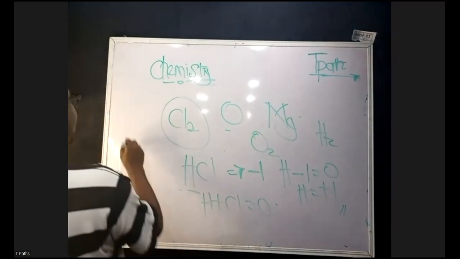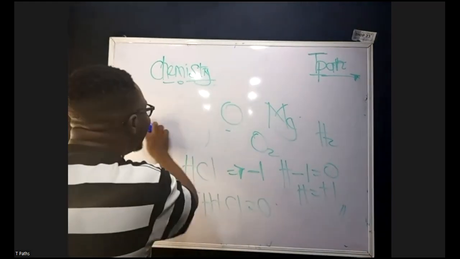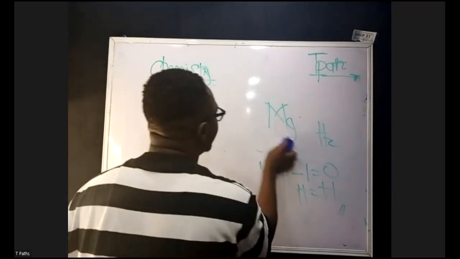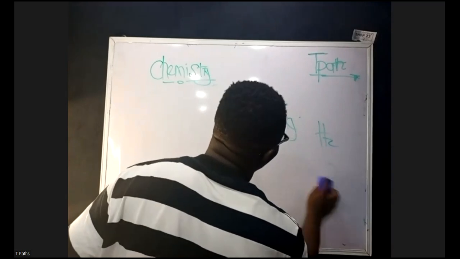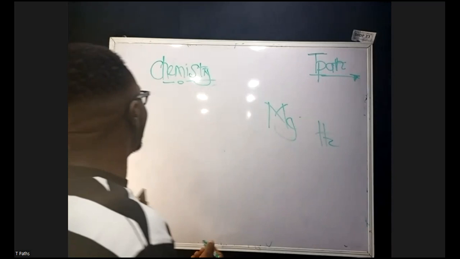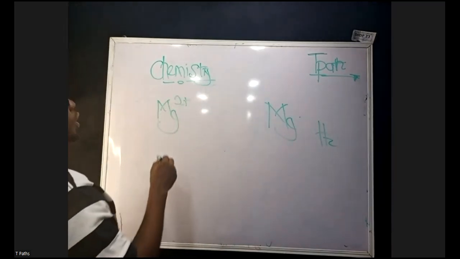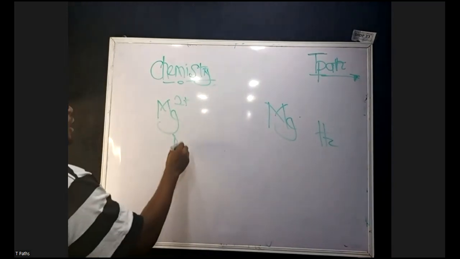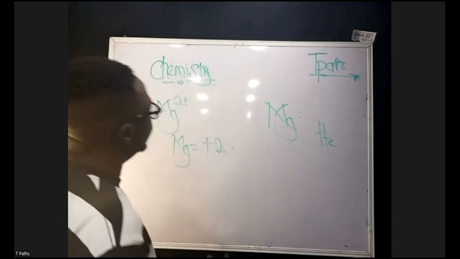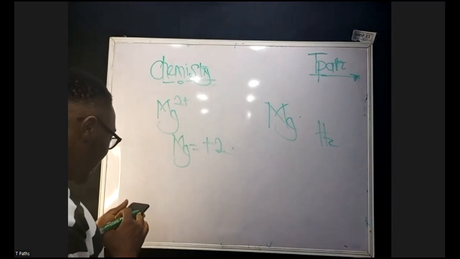Now, the next one is Mg2 plus. Mg2 plus is an ion. Now, we have what they call cations and anions. Cations are positively charged ions, and anions are negatively charged ions. For example, Mg2 plus. What about Mg2 plus? The answer is Mg is equal to +2. It's +2.